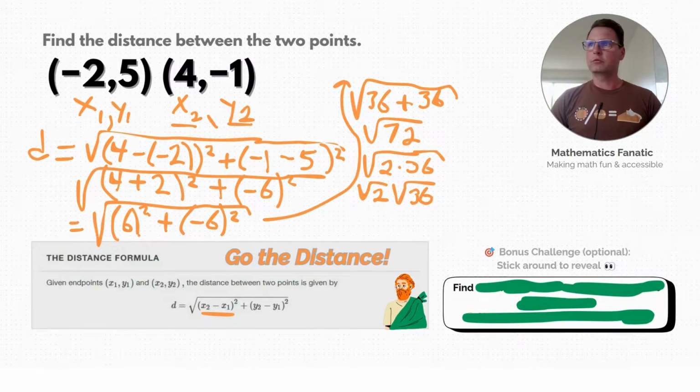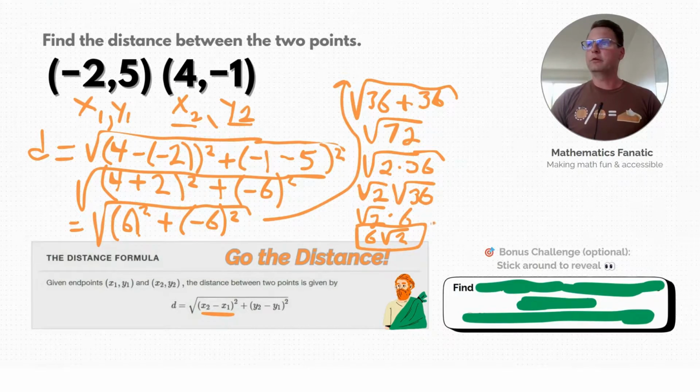What is the square root of 36? 6 times 6 is 36. So the square root of 36 is 6. So we have square root of 2 times 6, which is the same thing as 6 times the square root of 2. All right, and that's what we call an exact answer.